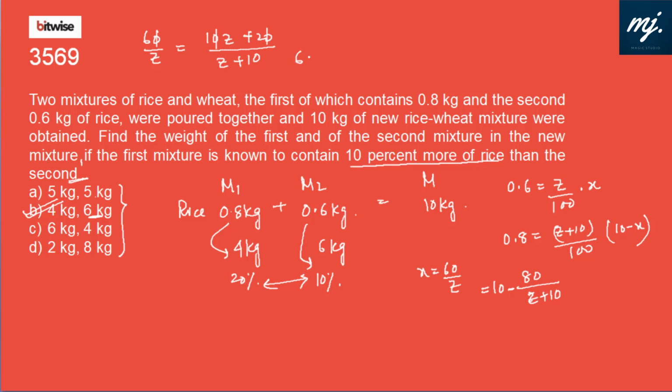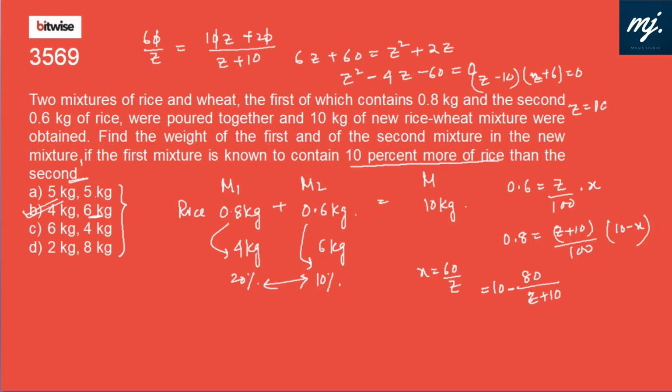Let me delete this 0. 6Z plus 60 equals Z square plus 2Z. Z square minus 4Z minus 60 is 0. And 10 and 6 will give us (Z minus 10) into (Z plus 6) is 0.